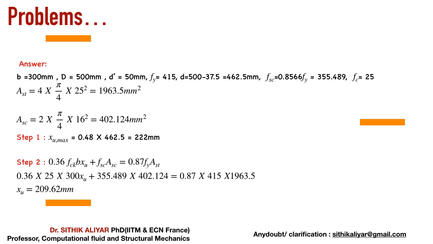Step 1 is determine the XU max. It's 0.48 into D, value is 462, you will get 222 mm. Step 2 is determine the XU value. XU value is a direct formula, 0.36 FCK is C1 plus C2 equal to T, that formula. 0.36 FCK B into XU plus FSC into A is equal to 0.87 Fy AST. You substitute all the values, you have the XU value 209 mm. So neutral axis is lesser than XU max, so it is under reinforced section.